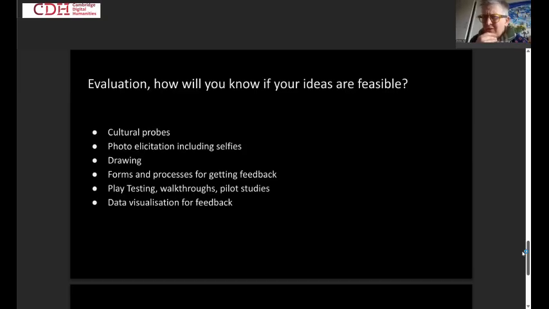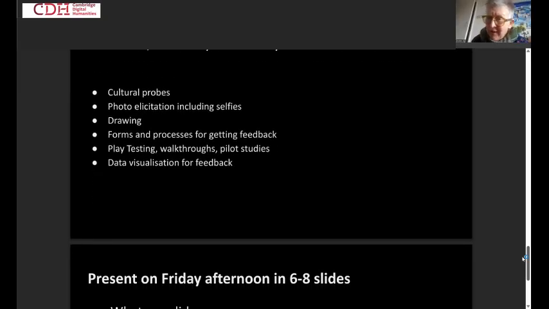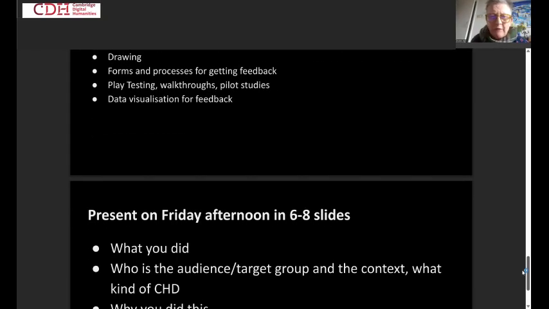Photo elicitation, ways to understand what the experience was like for researchers in particular. This is very valuable and interesting. Think about ways in which drawing might be used with participants to understand how they found the experience, what interested them, what didn't interest them, what was problematic, what was enjoyable. You can use forms as well and other means for getting feedback. Definitely engage with play testing, walkthroughs, some kind of construction of a pilot study might be useful. Think about data visualization, or indeed co-created, co-designed data visualization.